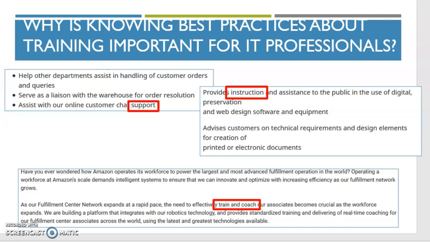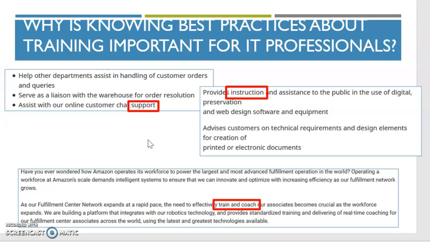We're talking about training. So why is it important to know best practices about training? Why is it even important to know how to train people? Well, IT professionals will often be applying for jobs that require them to have that skill, to be able to teach, to be able to instruct, to be able to coach or support. Those are all kind of code words for knowing how to train.